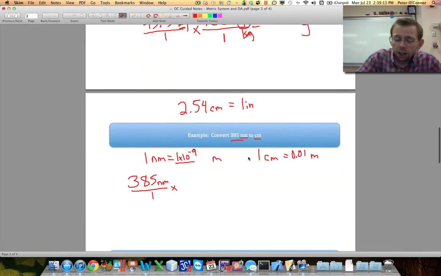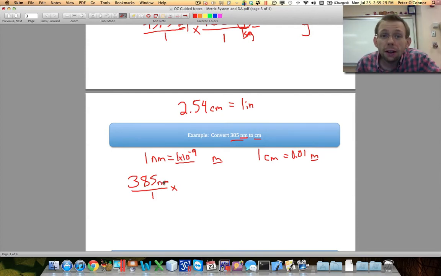I want to go to the base. Well, I can get to the base. I have two conversions that get me to the base. Well, which one do I want? I want to get the centimeter. So you're thinking, well, I like that one. Boy, that says cm in it. But if I use that, I never get rid of the nm.